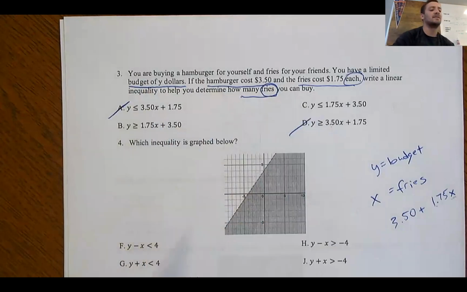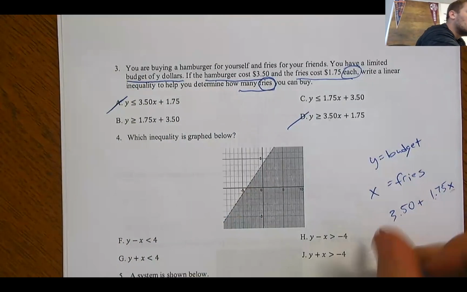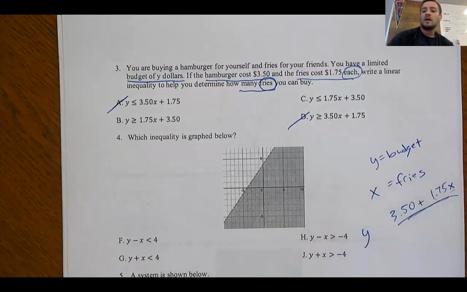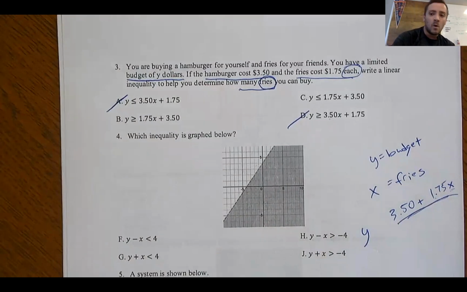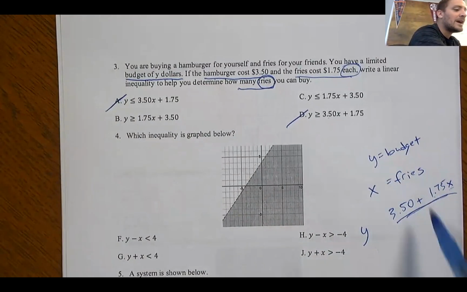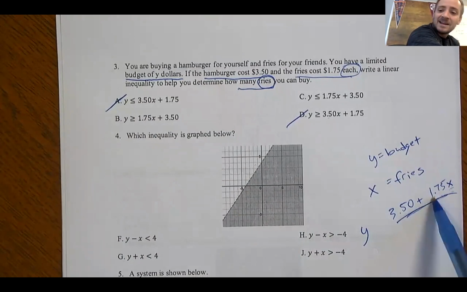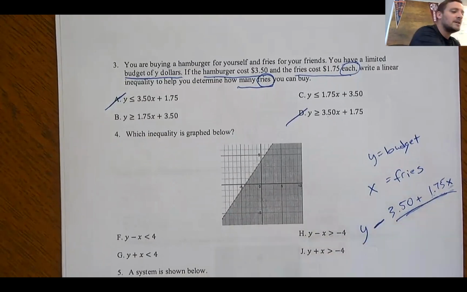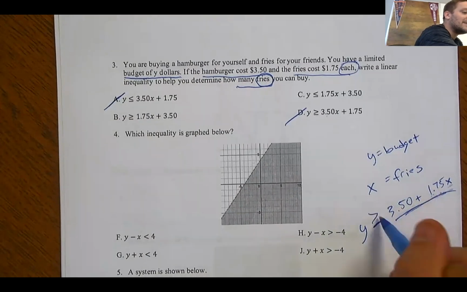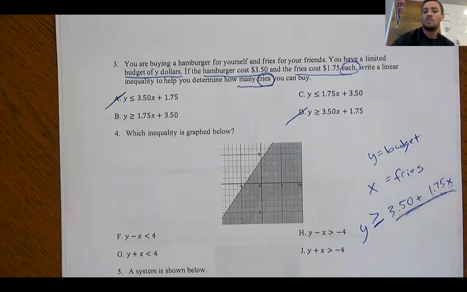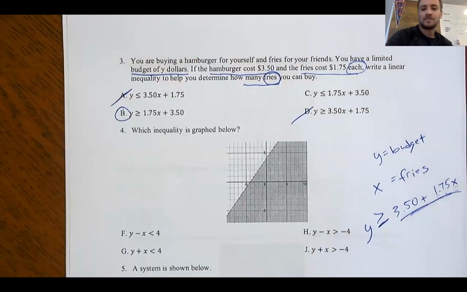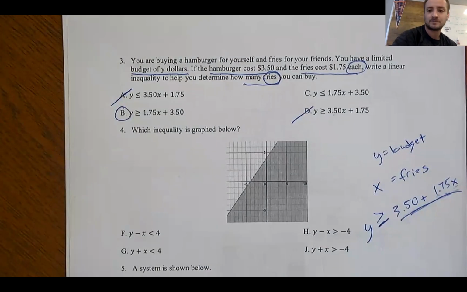And this is the part that I think is a little bit difficult. This is the amount of money that we're going to spend, and we cannot spend more than our budget. This right here can be less than our budget or equal to our budget. So the right side can be equal to our budget, or it can be less. So I'm going to have the mouth open towards our budget. So the answer should be B.